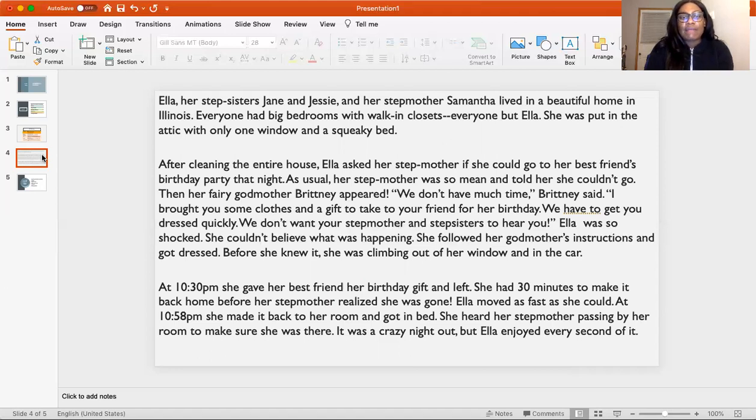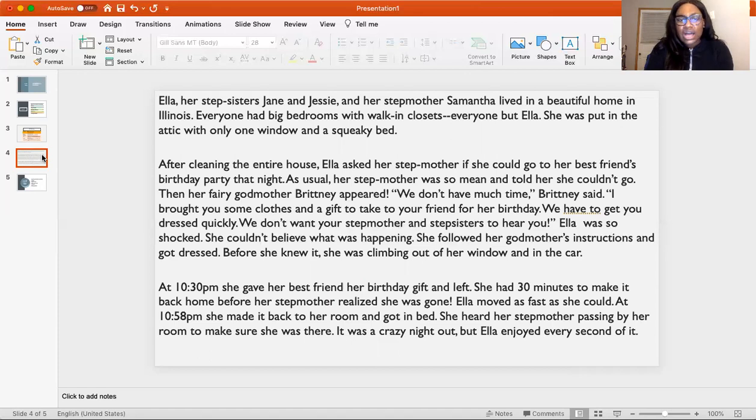Then her fairy godmother, Brittany, appeared. "We don't have much time," Brittany said. "I brought you some clothes and a gift to take to your friend for her birthday. We have to get you dressed quickly. We don't want your stepmother and stepsisters to hear you."